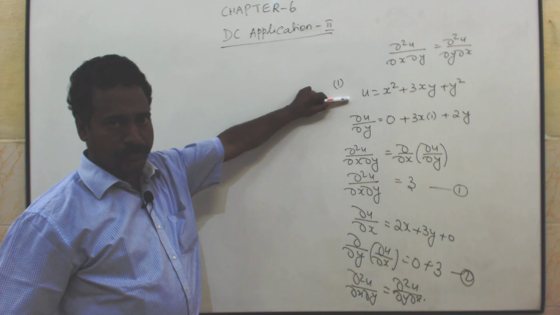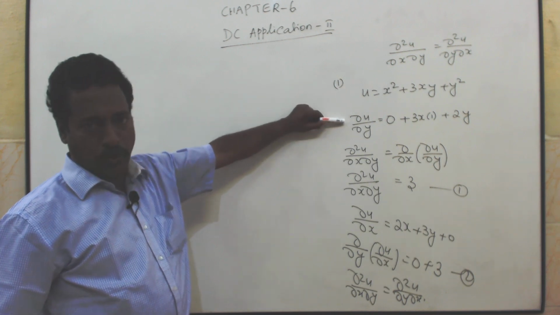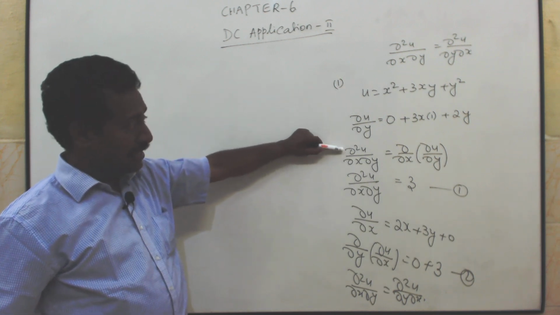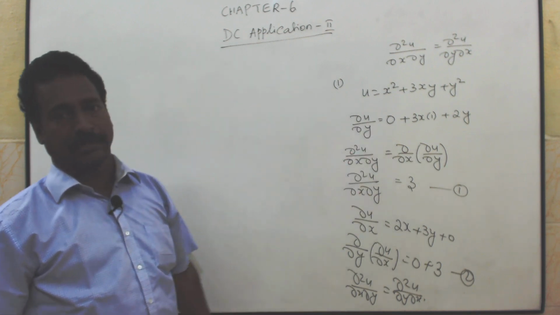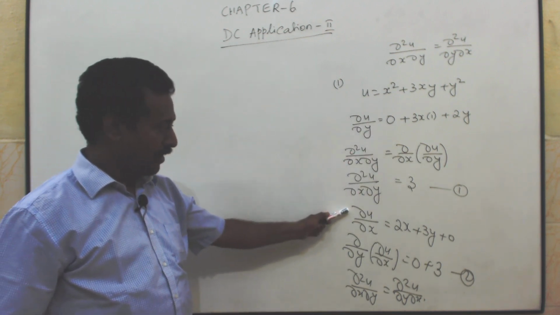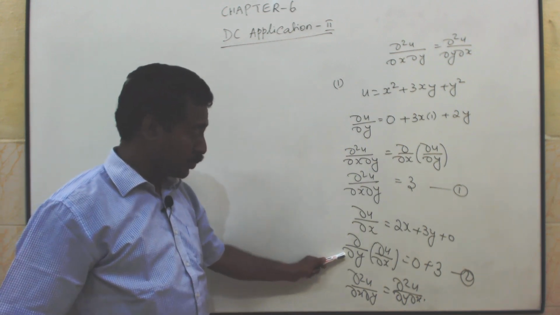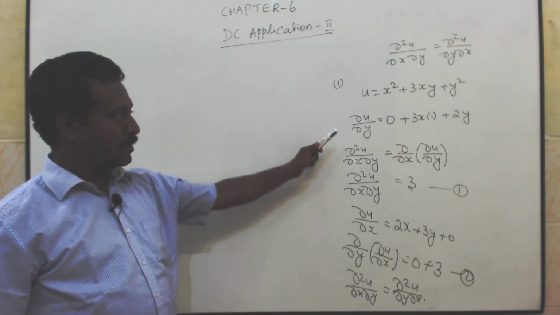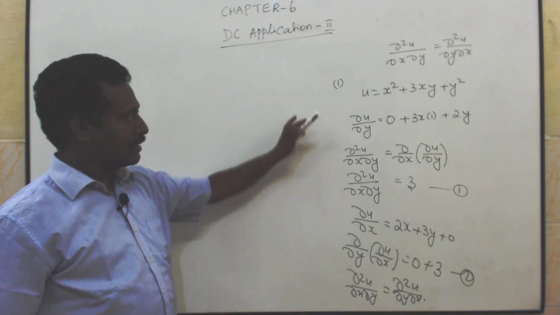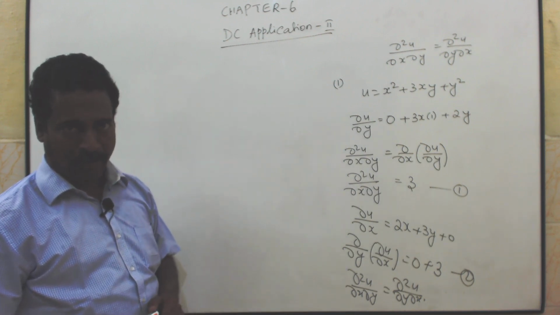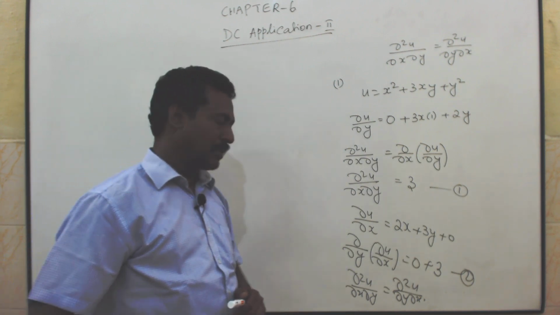First, given u, you have to find out dou u by dou y. That answer, differentiate with respect to x. Then find out dou u by dou x. That answer, differentiate with respect to y. Both are same. Except this problem in question number 1, remaining problems are 10 mark questions.